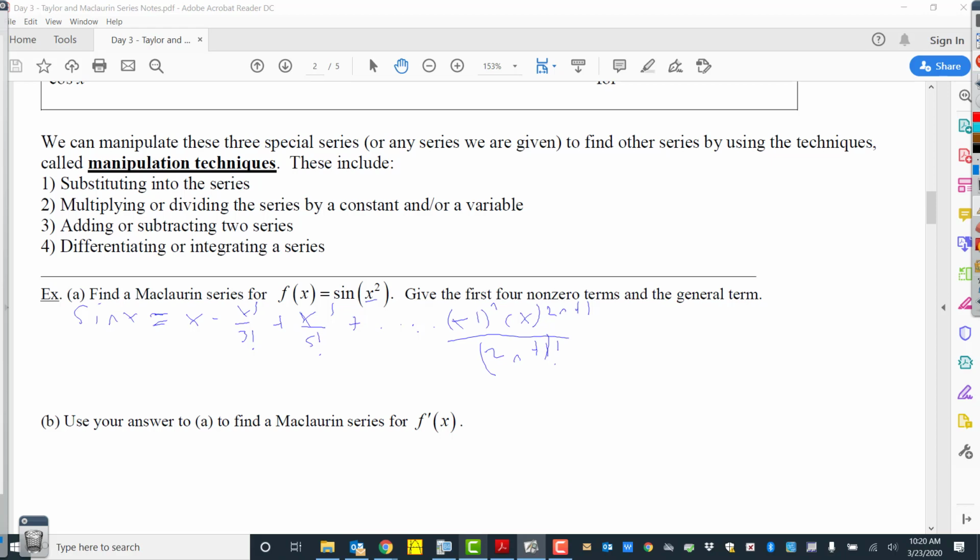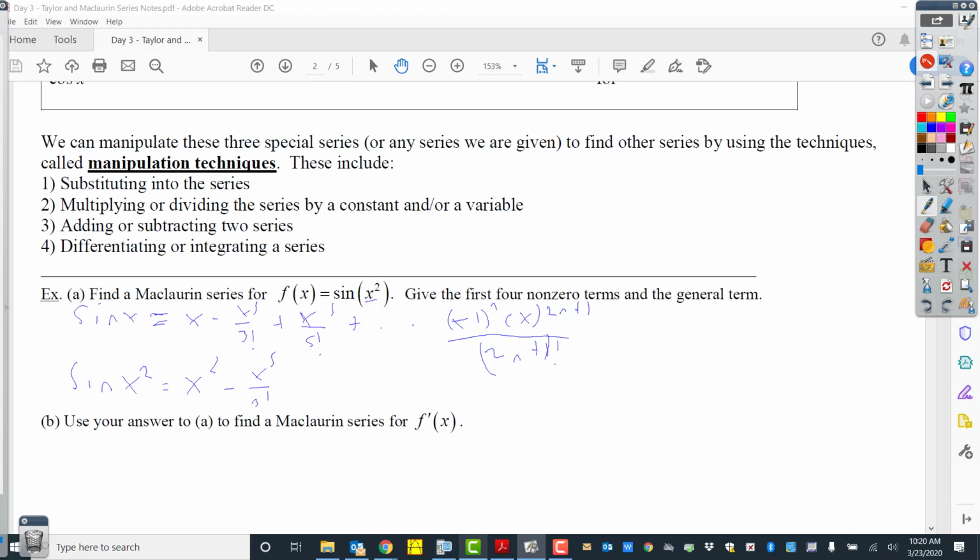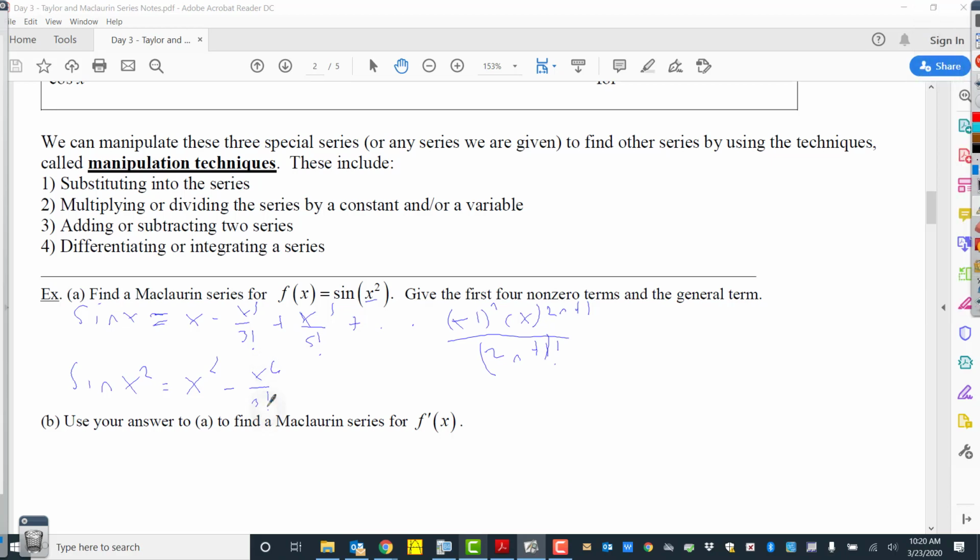Well, what we're doing here is we're just plugging in x squared. So that means this is going to be x squared minus x to the 6th over 3 factorial, because that is x squared to the 3rd. Oops, not x to the 5th, x to the 6th.